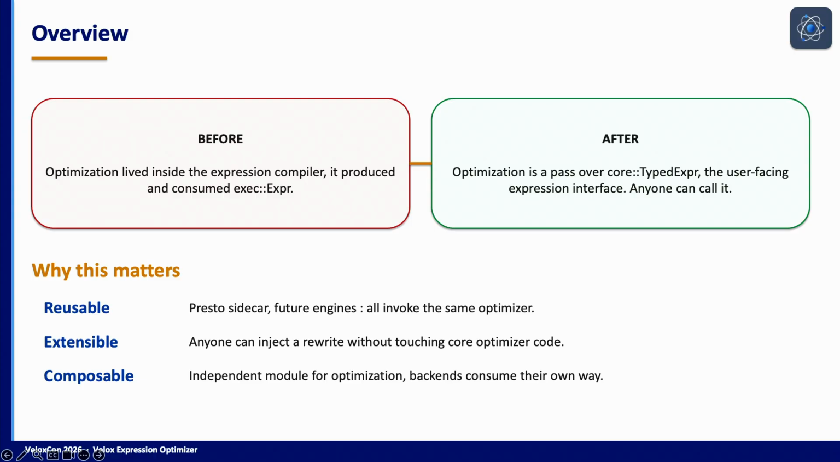So an overview of the expression optimizer, the before and after. Before, optimization was buried inside the expression compiler. It was tied to a single backend, and now it's a reusable pass in its own separate component over typed expressions. And it has explicit hooks and boundaries to enable usability and extensibility. So in keeping with the core Velox design principles, this optimizer is reusable, extensible, and composable.